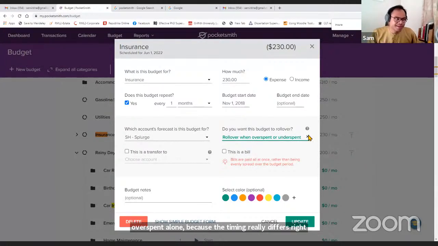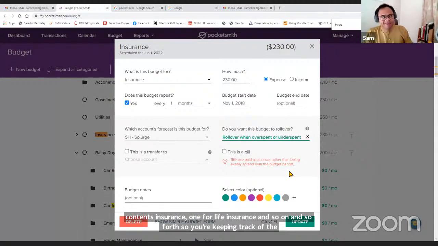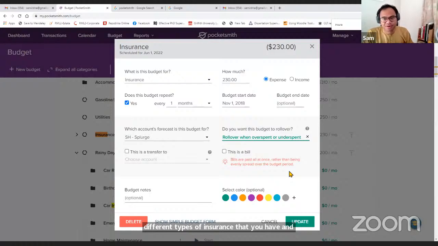And this means that this is what you set up for those one-off kind of payments, and you slowly chip away towards it, right? If your insurance is a mix of both monthly and one-offs, I would highly recommend setting up 2 different categories, one for, say, auto insurance, one for contents insurance, one for life insurance, and so on and so forth. So you're keeping track of the different types of insurance that you have and the different payment arrangements that you have on each type of insurance.